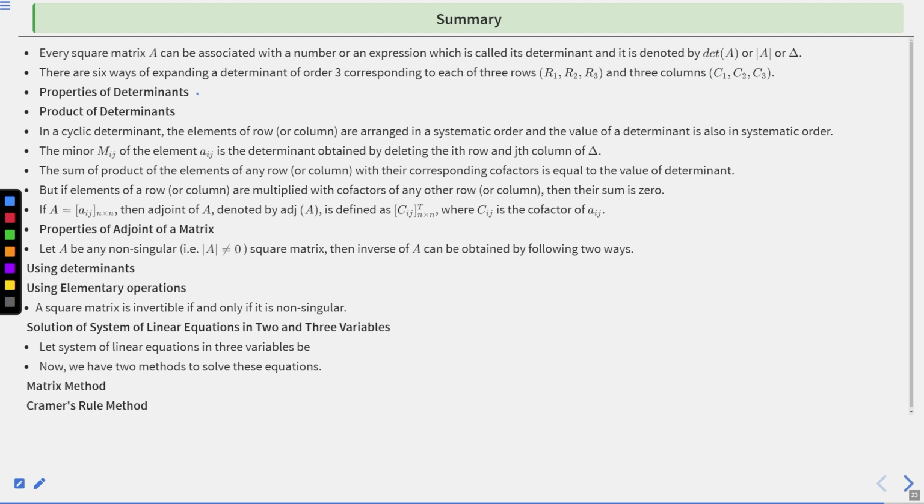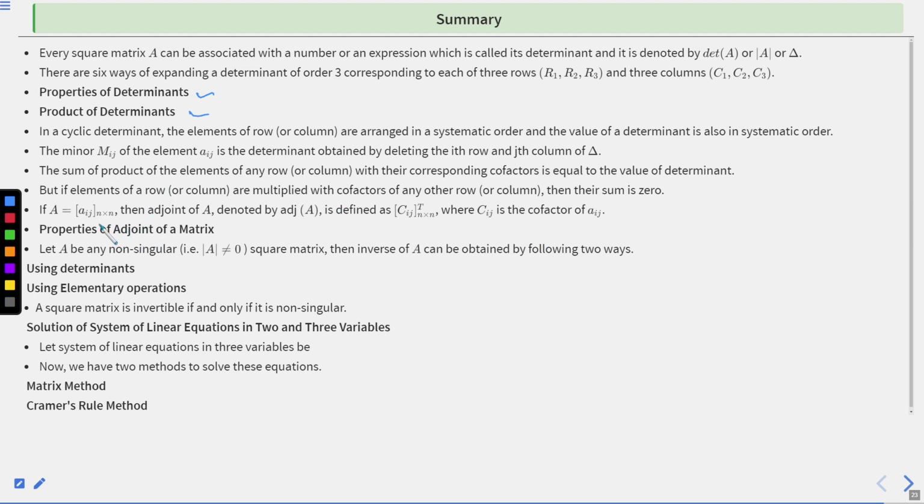After that, we studied properties of determinant, product of determinants. Now, in cyclic determinant, the elements of row or column are arranged in a systematic order, and the value of determinant is also in a systematic order. The minor Mij of determinant element aij is the determinant obtained by deleting the ith row and jth column of delta. The sum of product of elements of any row or column with their corresponding cofactors is equal to the value of determinant. But if elements of a row or column are multiplied with cofactors of any other row or column, then their sum is 0, right?